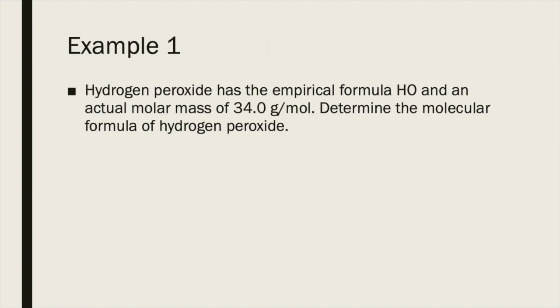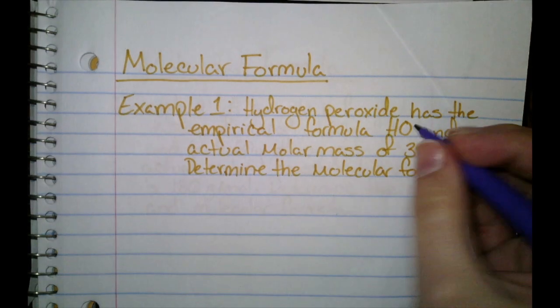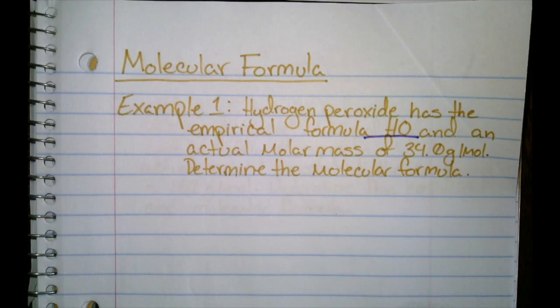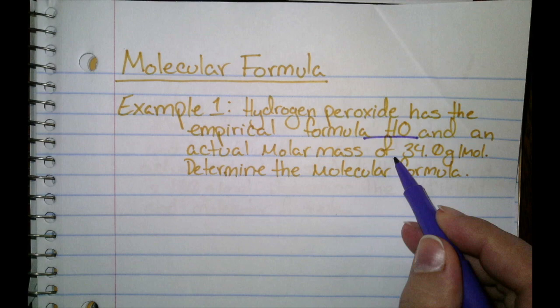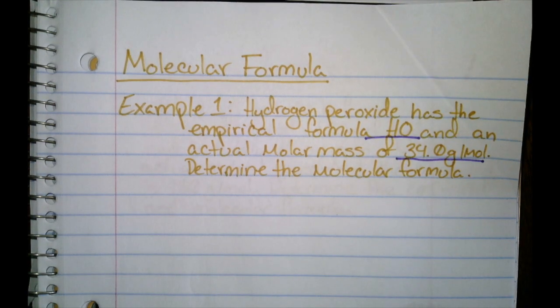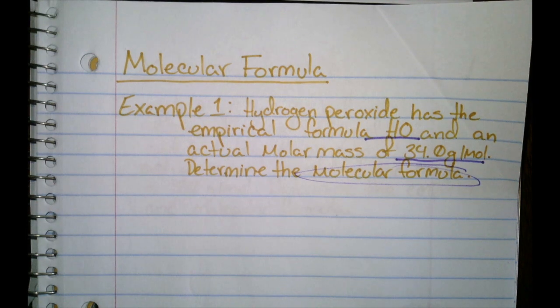Our first example says hydrogen peroxide has the empirical formula HO and an actual molar mass of 34.0 grams per mole. Determine the molecular formula of hydrogen peroxide. Let's begin by identifying the 2 things that we need to start off. First off, they are giving us our empirical formula for hydrogen peroxide, and they give us the actual molar mass, and we have to determine what the molecular formula is going to be.